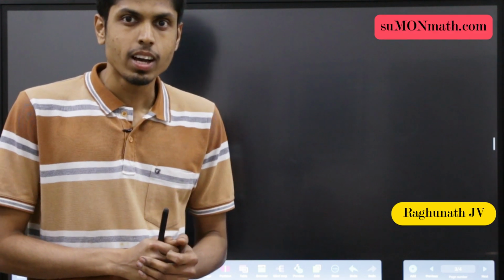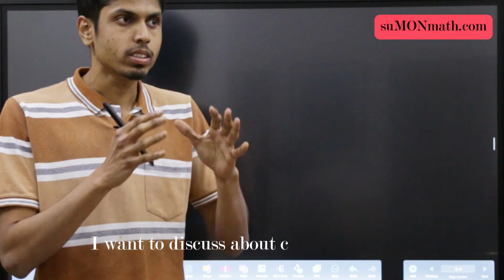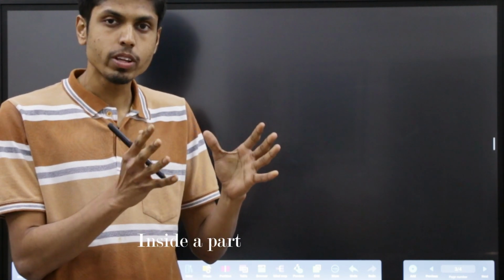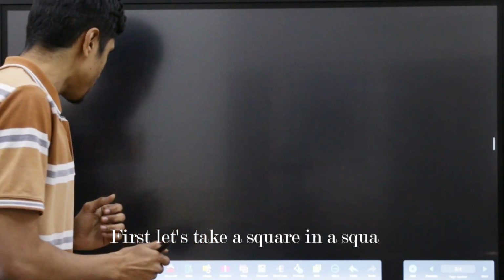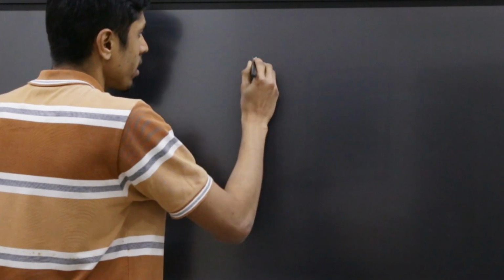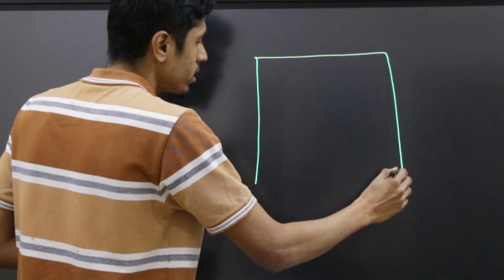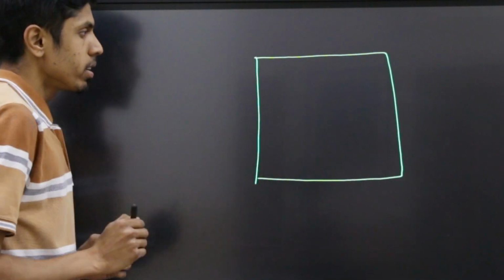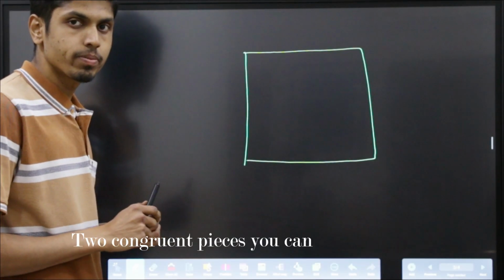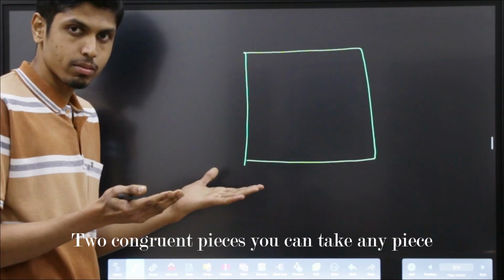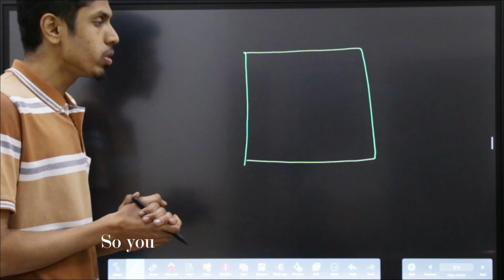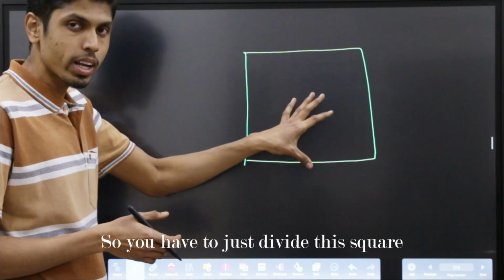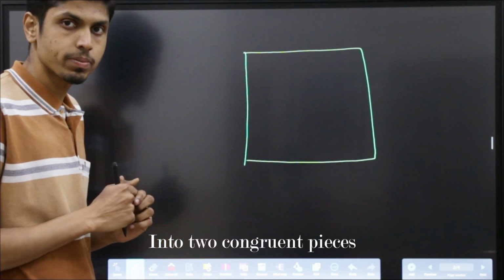Welcome everyone. I want to discuss congruent pieces inside a particular structure. First, let's take a square. In a square, you are required to divide this into two congruent pieces. You can take any piece, maybe it's a triangle, maybe it's a pentagon. So you have to just divide this square into two congruent pieces.